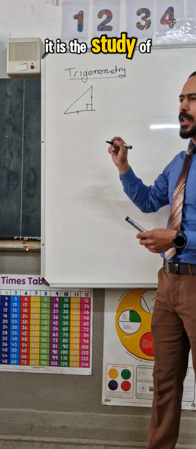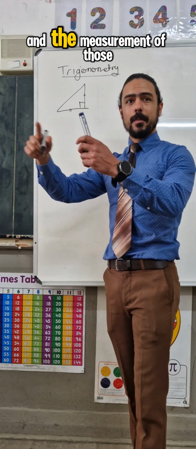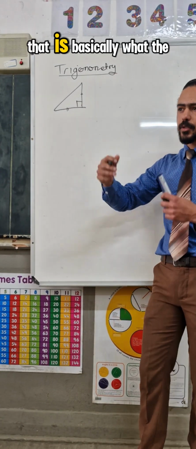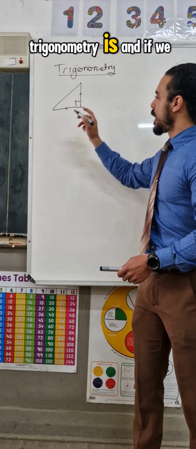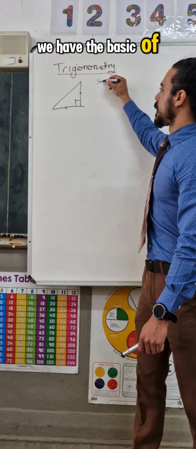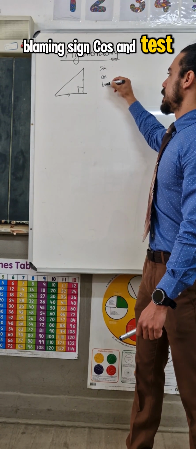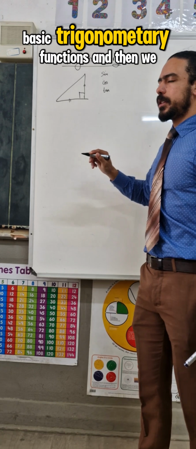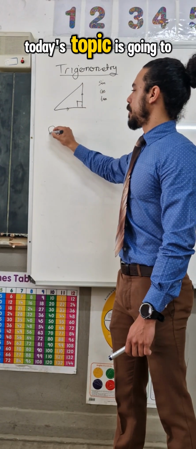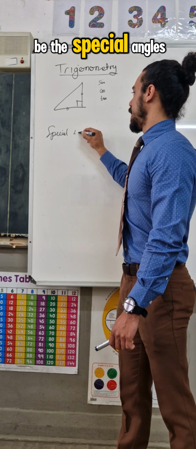Alright, so trigonometry, we established yesterday, what is trigonometry? It is the study of angles and sides and the measurement of those in right angle triangles. That is basically what trigonometry is. And we have the basics of trigonometry, namely sine, cos, and tan. Basic trigonometry functions, and today's topic is going to be the special angles.